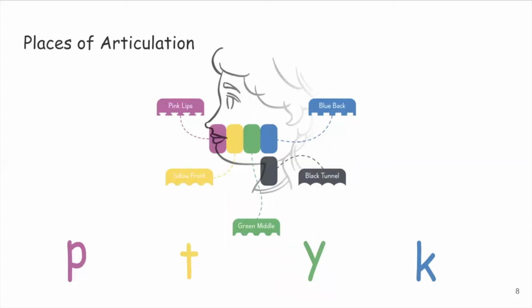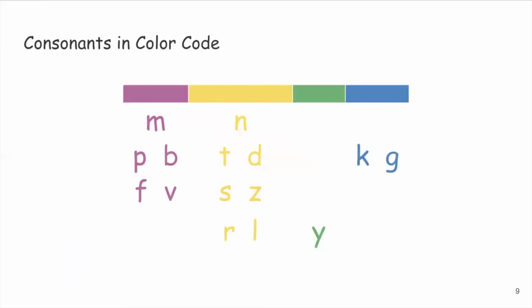Here are some examples. When you say them in order, you will appreciate 4 different places of articulation. P at the lips, T at the front, Y middle, and K at the back. This is a summary of most of the consonants based on their place of articulation, and each is presented in its respective color.